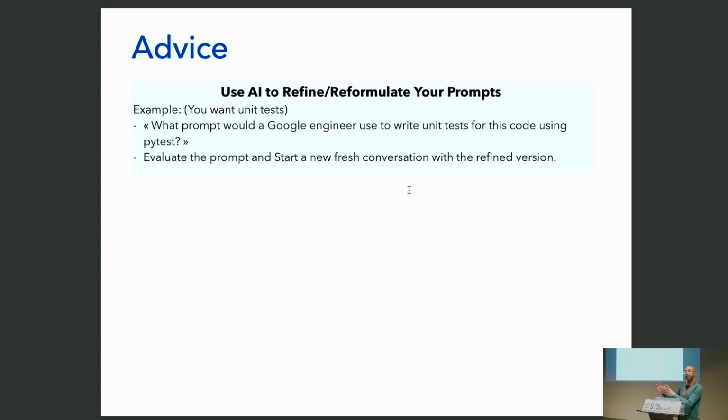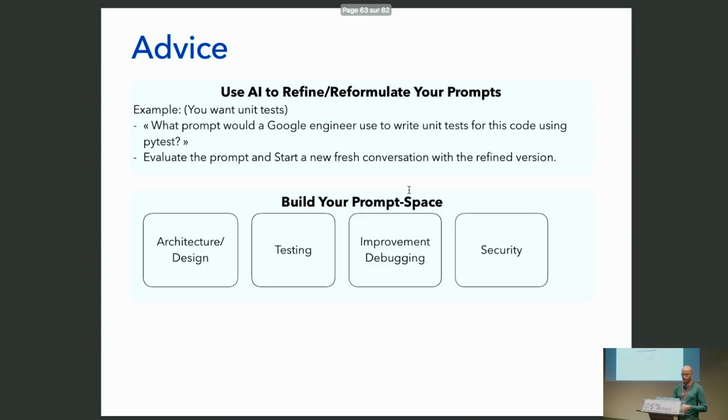Once you get the refined prompt, don't mix up the context. Start a fresh new conversation. That's very important, so the model won't be distracted. You know, always refresh the memory somehow, so you will just focus on that refined prompt. And build your prompt space. That's a good thing too.